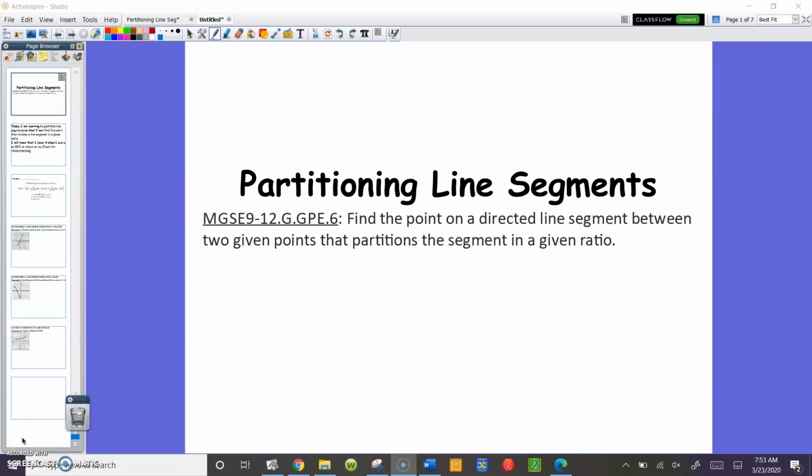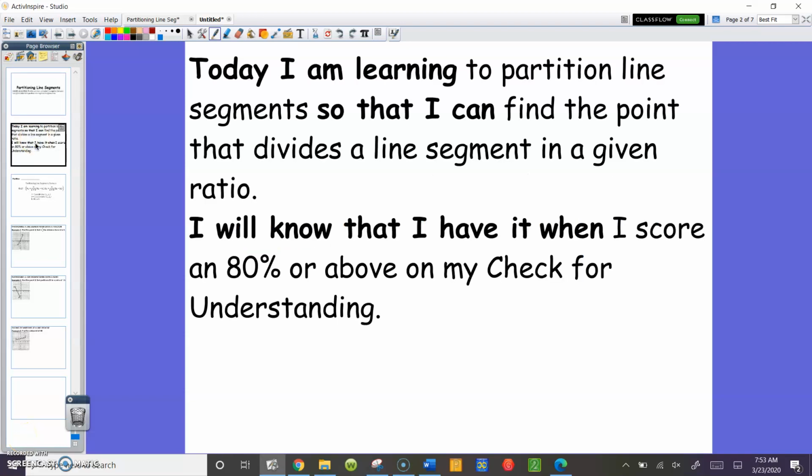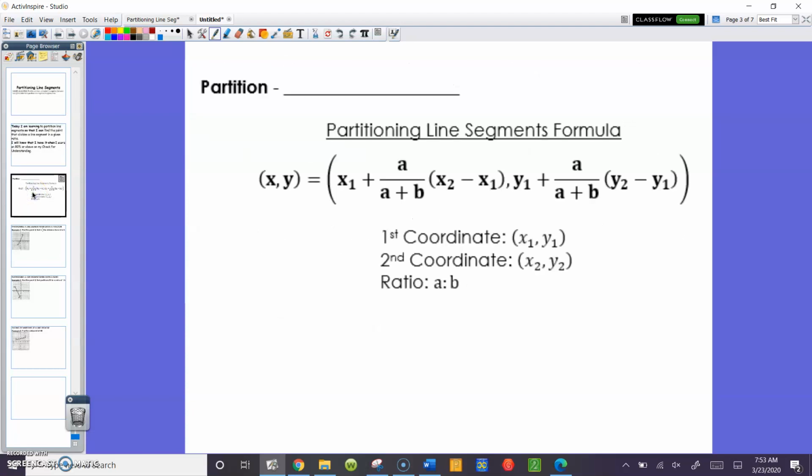Partitioning line segments. Today I am learning to partition line segments so that I can find the point that divides a line segment in a given ratio. I will know that I have it when I score an 80% or above on my check for understanding. Partition means to divide.